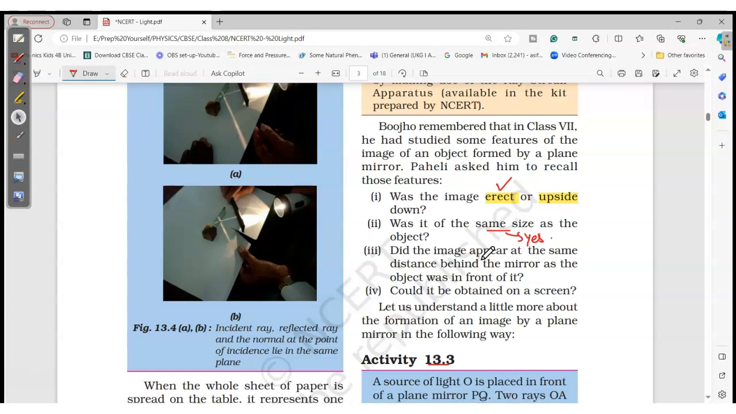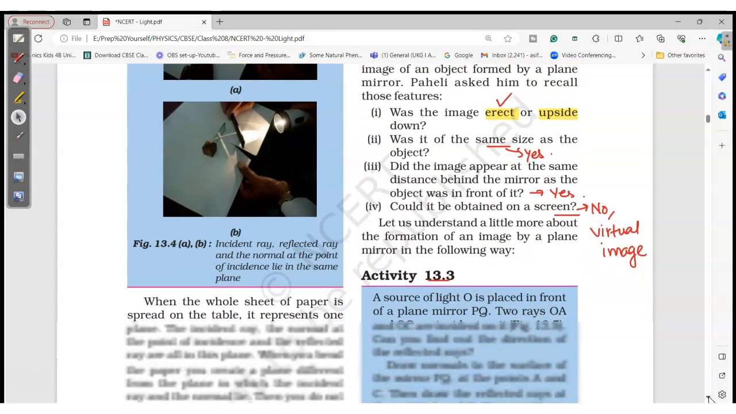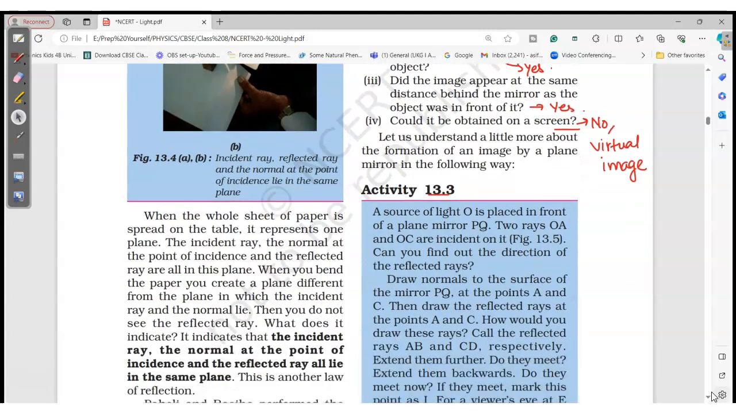Did the image appear at the same distance behind the mirror as the object was from it? Yes, the image was behind the mirror. The image distance behind the mirror was equal to the object distance in front of the mirror. Could it be obtained on a screen? No, we cannot obtain it on a screen. Why? Because the image formed is a virtual image. Only real images can be obtained on a screen. Is that clear to all of you? All the questions answered?